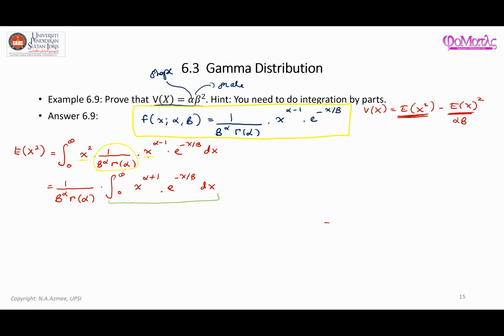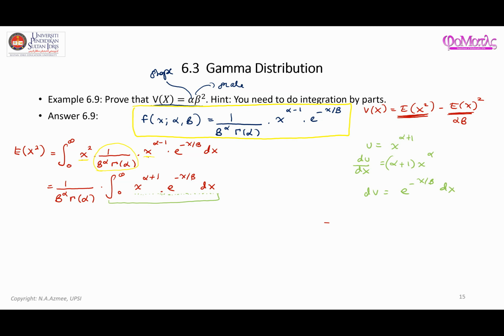For that purpose, we need to let u equal this part. u is x to the alpha plus 1. Therefore, du/dx is going to be, you take the exponent and bring it forward, and the exponent is reduced by 1, so it's going to be equal to alpha plus 1 times x to the alpha. Next, we are going to consider this part here and call it dv. So dv is equal to e to the negative x over beta dx.